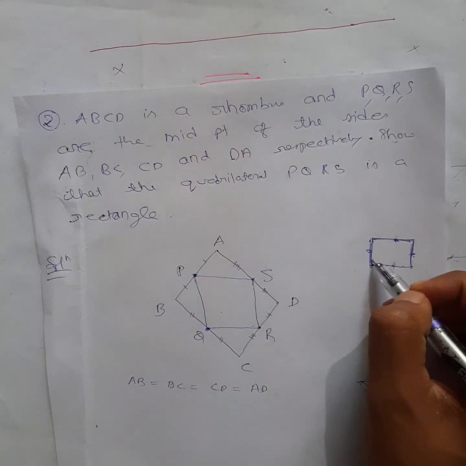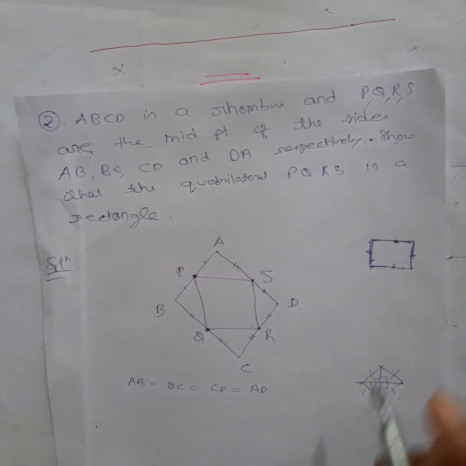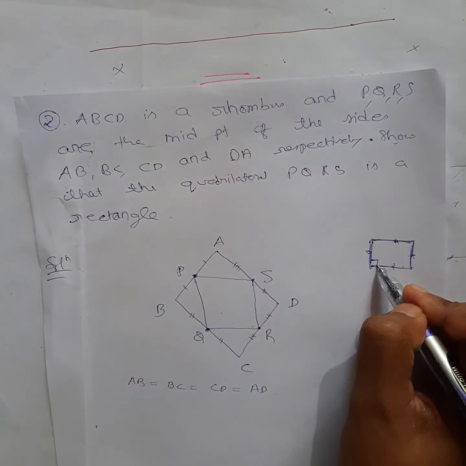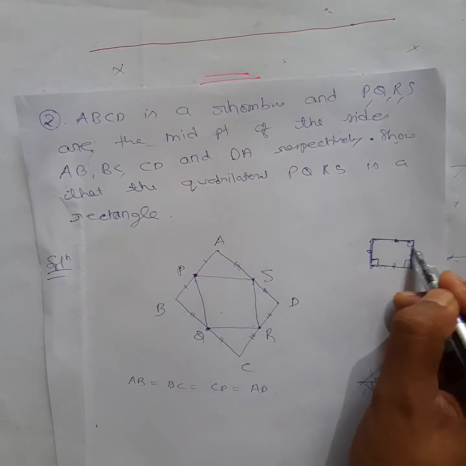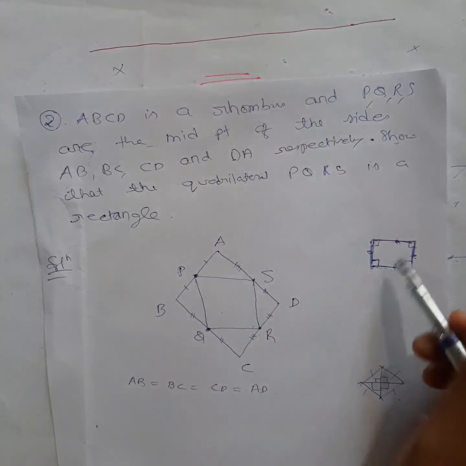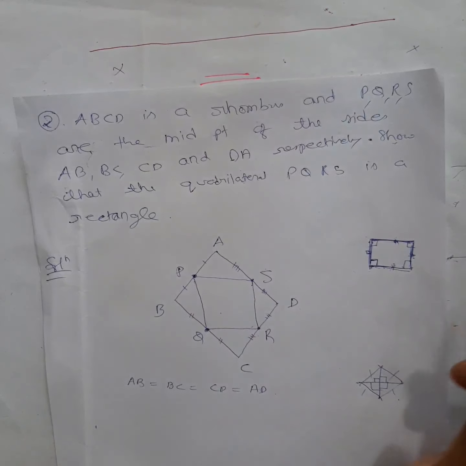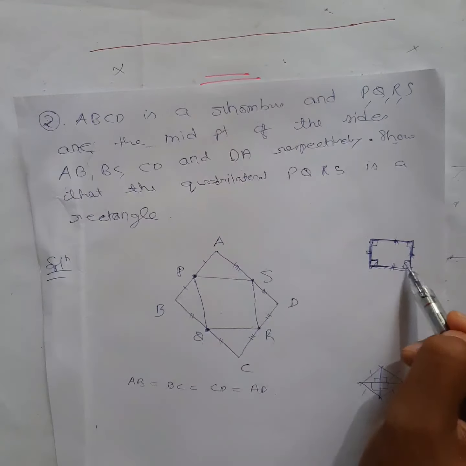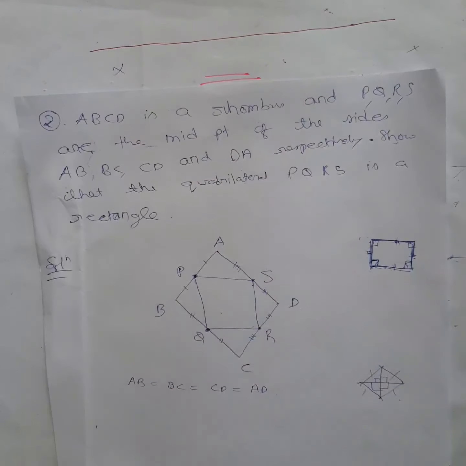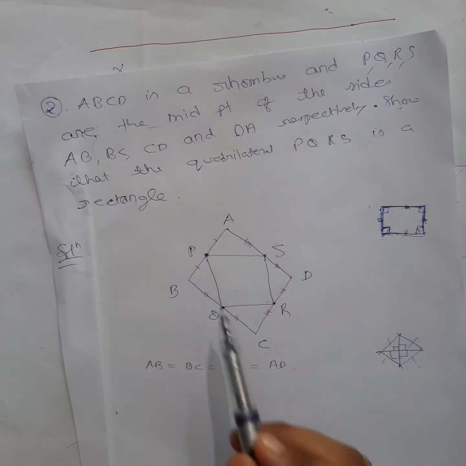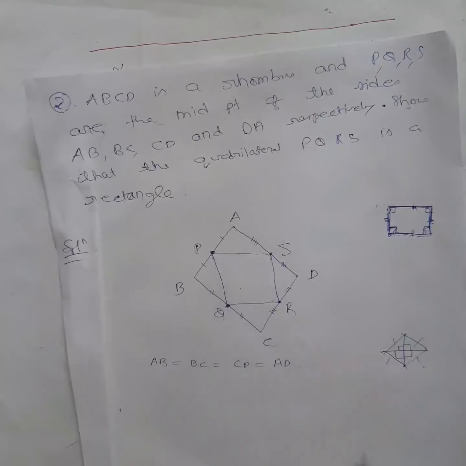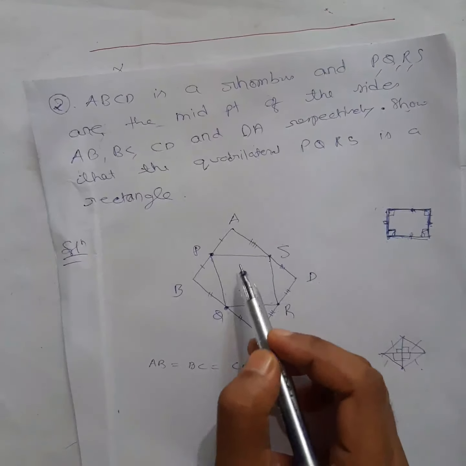Next, one more thing. Remember, not every parallelogram is a rectangle. In a rectangle, this angle also you have to show is 90 degrees. So basically you have to show this side and this side parallel, this side and this side parallel, and then show that one angle is 90 degrees. The rest you can write down similarly. So how will you show this is parallel? See how we will use the information.